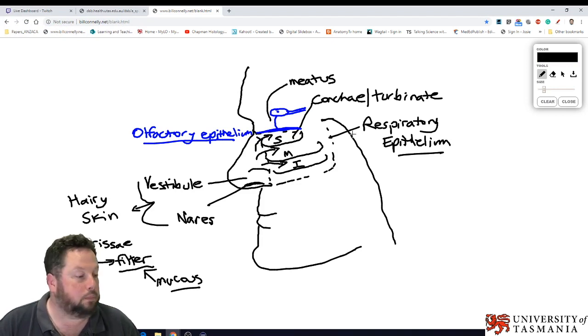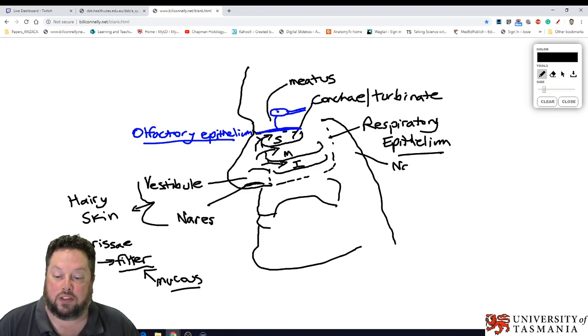Okay, so then we move, obviously this is the oral cavity here, so the tongue would be here. Then we move into the pharynx at the posterior end here. So this of course would be the nasopharynx, and this is lined by that respiratory epithelium.